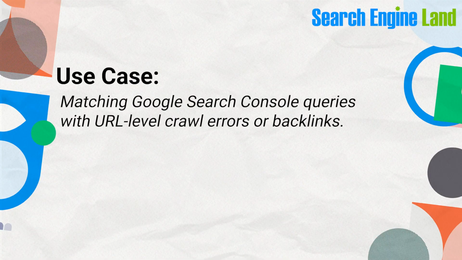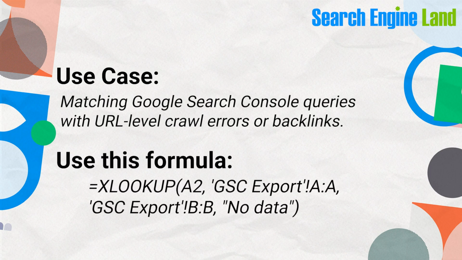XLOOKUP or VLOOKUP merges multiple SEO data sources into one master sheet. This is where Excel really shines over dashboards. A great use case for this would be matching Google Search Console queries with URL-level crawl errors or backlinks. For example, you can use this formula.